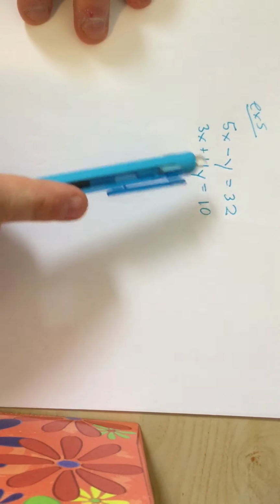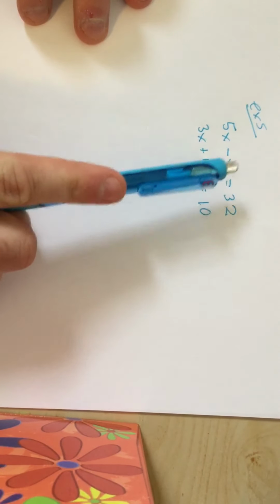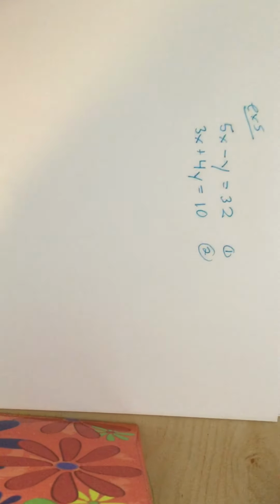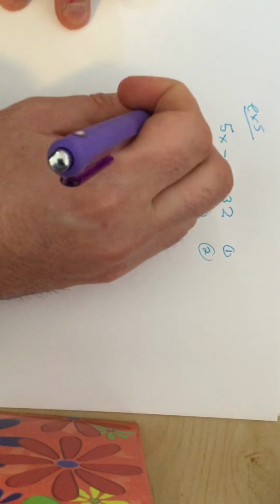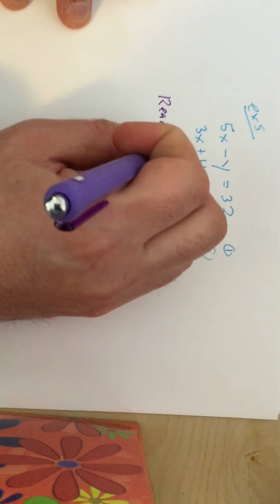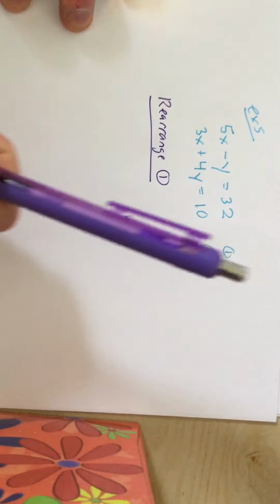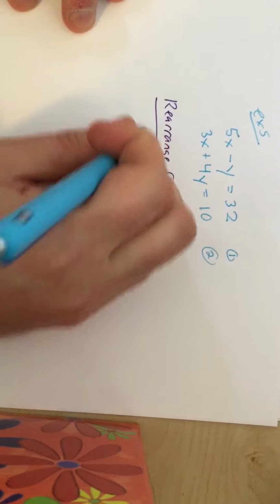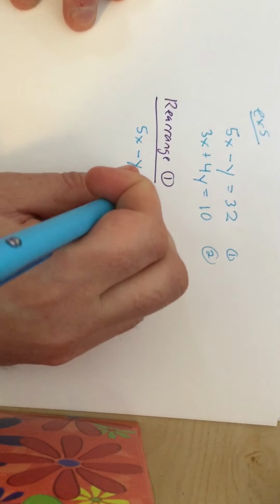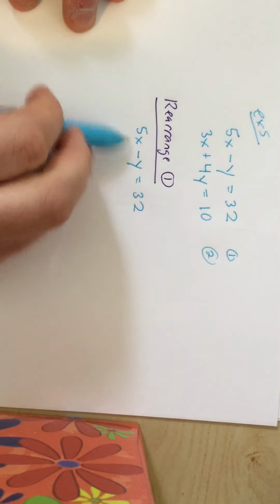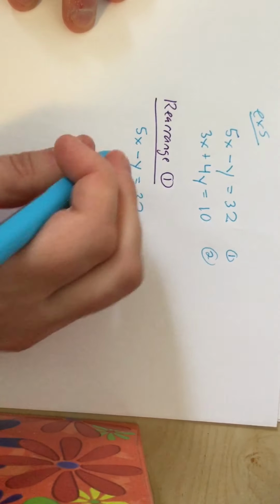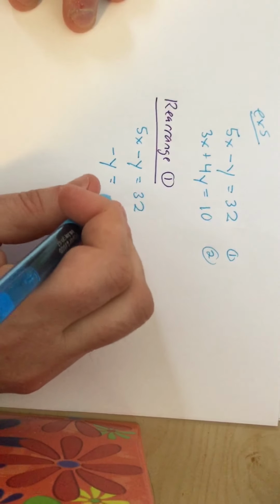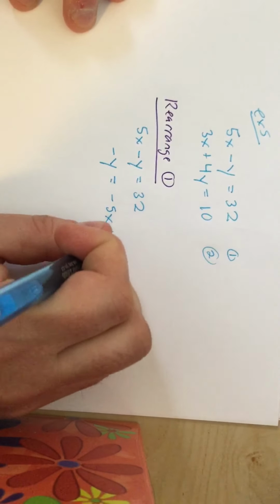So, which one's alone? That one's the most alone. Not alone, not alone, not alone, alone. So I'm going to rearrange equation 1. But there's a trap here. We're going to see. It's not going to work out as pretty. Well, it's going to work out as pretty as before. It's just, there's a catch. So the 5y goes to the other side, but the negative y stays as negative y. So it's minus y equals negative 5x plus 32.